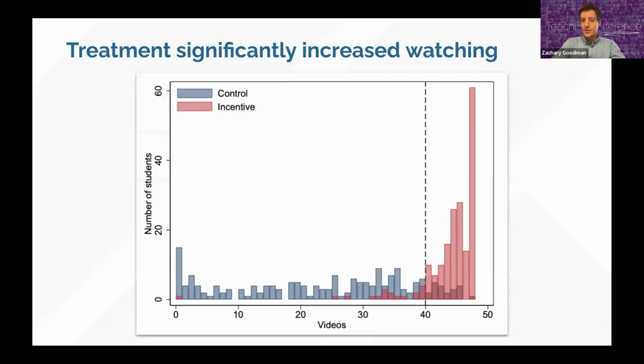Okay, so the first thing I want to show you is that the first stage was super significant and that the encouragement worked. And I want to tell you, it was not obvious to us that this would work. 4%, at least to me, did not seem like that much of an incentive. But as you can see in this plot, it did get the treated students to watch a lot more videos than did the control students. So we saw a very large increase in video watching as a condition of receiving this incentive.